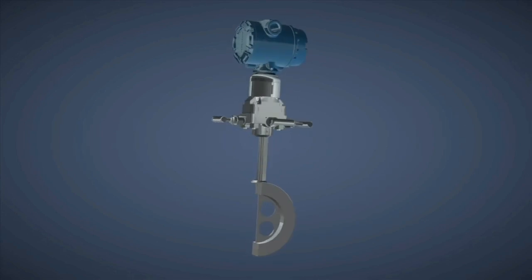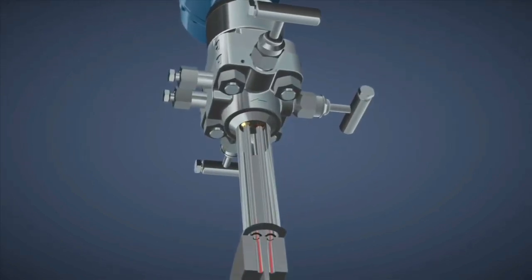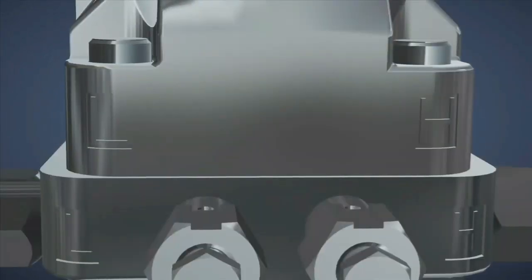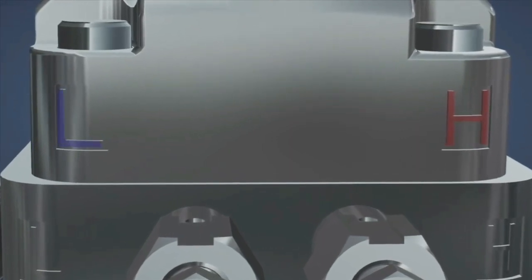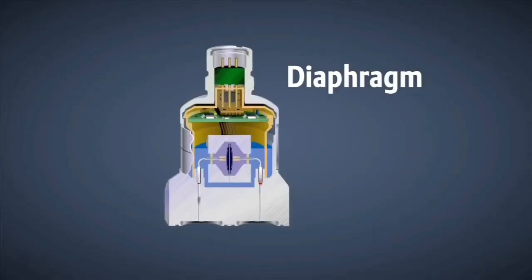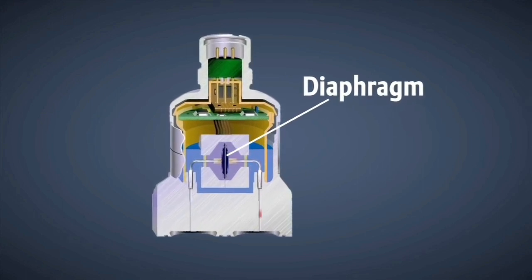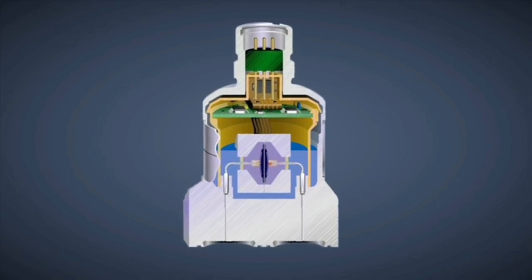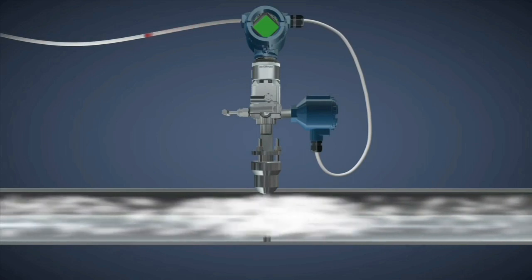The impulse piping of the integrated flow meter runs from the process through the primary element to the sensing diaphragm of the transmitter. On one side of the transmitter is the high pressure side, on the other, the low pressure side. The diaphragm deflects relative to the pressure change from one side to the other. It is very sensitive and can detect very small changes in pressure. The transmitter then relays the dP measurement to the control system.